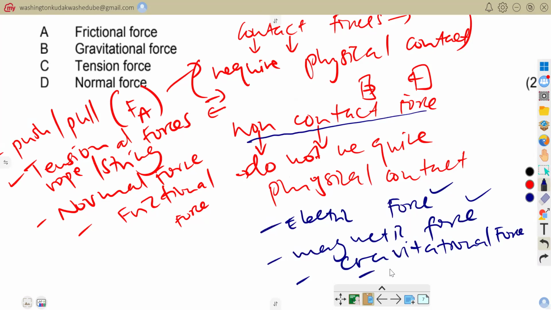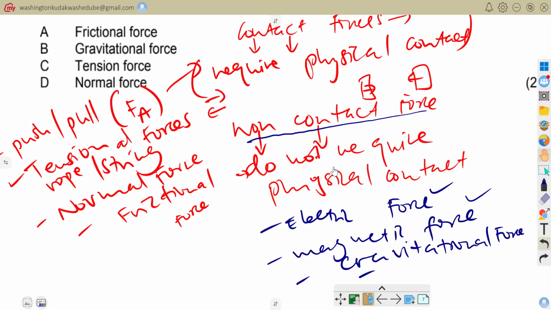and what else do we have there? What else can we have there where we do not require what? Physical contact. So you also need to actually think of which other forces act where there is no what? Where there is no physical contact.